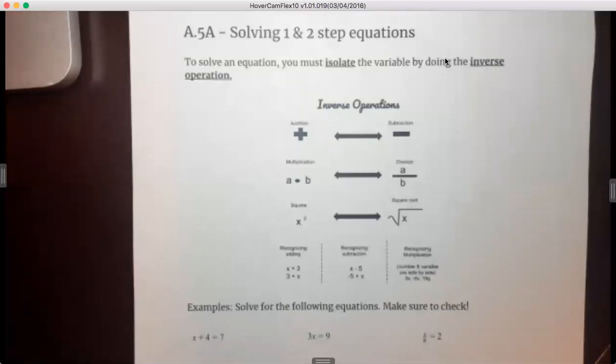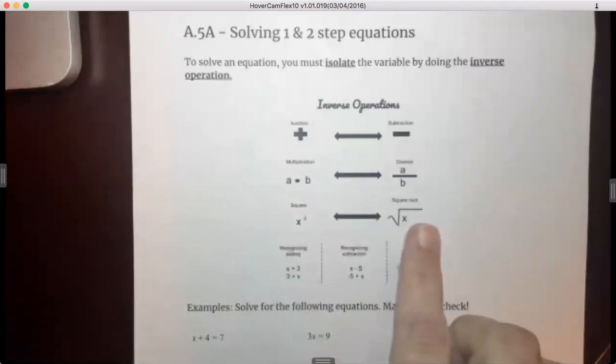Hi, today we are going to talk about solving one and two-step equations. In order to solve an equation, you need to do the inverse operation, or the opposite operation. So you'll need to be able to recognize it. Addition and subtraction are opposites, multiplication and division are opposites, square and square root are opposites.